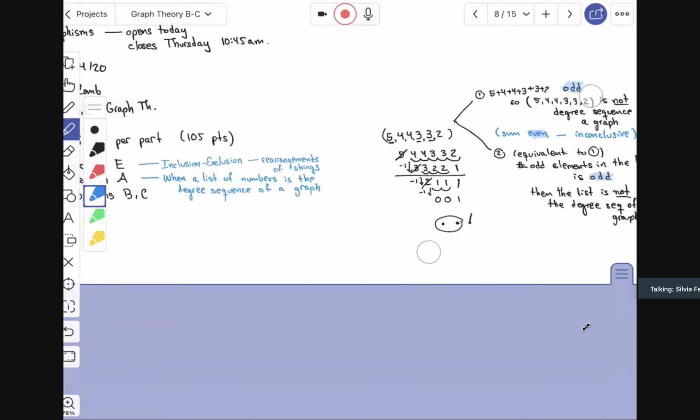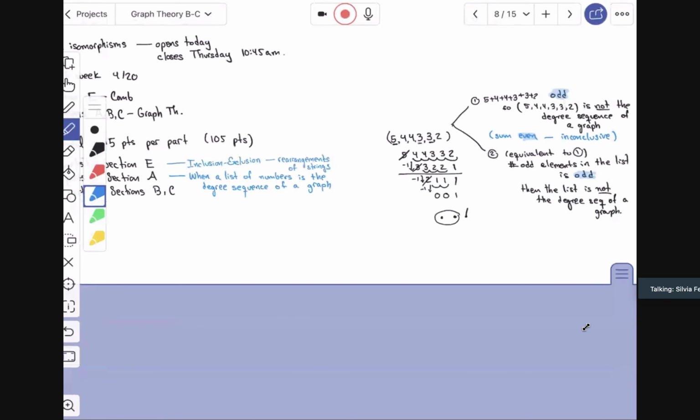Practice with that. You can even just write some numbers, make them up, and see for yourself if you can actually construct a graph or not.